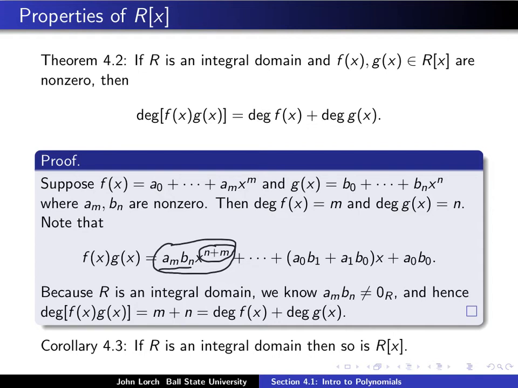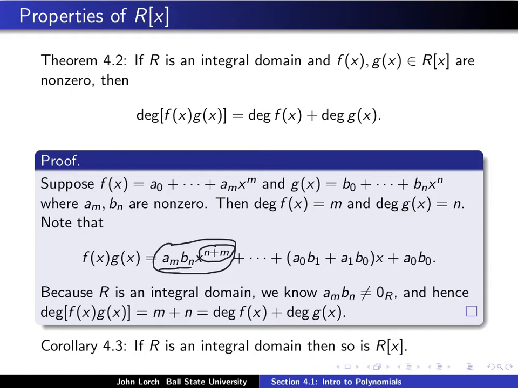So we already saw in previous slides that if R is commutative, then the corresponding polynomial ring is also commutative. If R has identity, then the corresponding polynomial ring also has identity. And so the only question here is whether the polynomial ring has zero divisors.